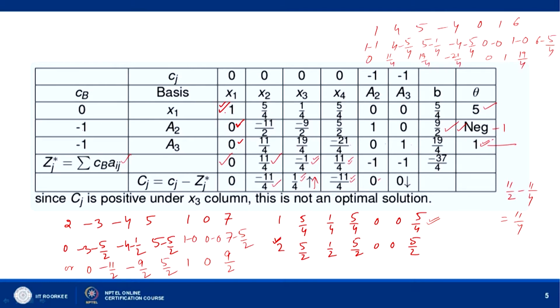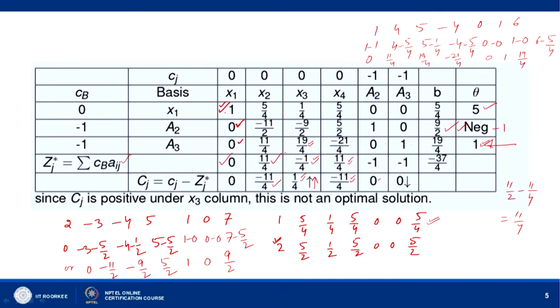So, this is the key row, and at the intersection of the key row and the key column we get 19 by 4. Okay. So, this means that x3 will be the incoming variable and A3 will be the outgoing variable. In place of A3 we shall now have x3 in the next table, and the coefficient of x3 is 0. So, minus 1 here will be replaced by 0.